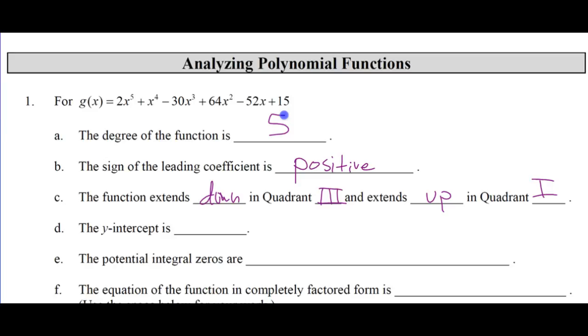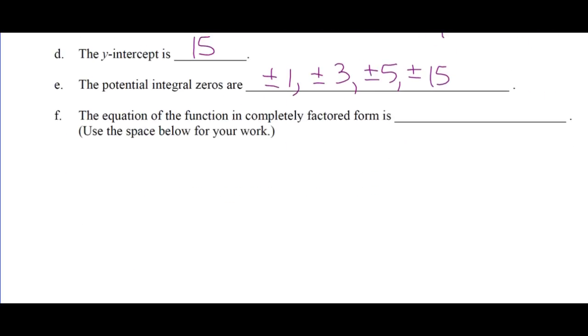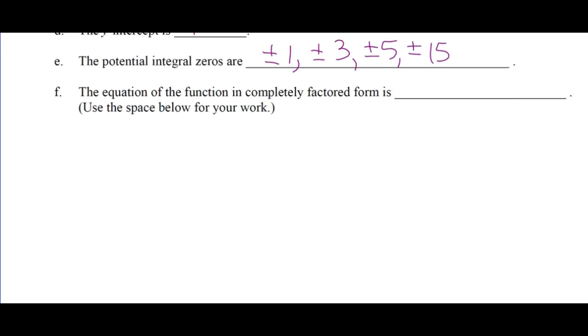The y-intercept is 15. The potential integral zeros are 1, 3... So the potential integral zeros are the integral factors of 15, right, of the constant term. The equation of the function in completely factored form is, okay, so we have some work to do.